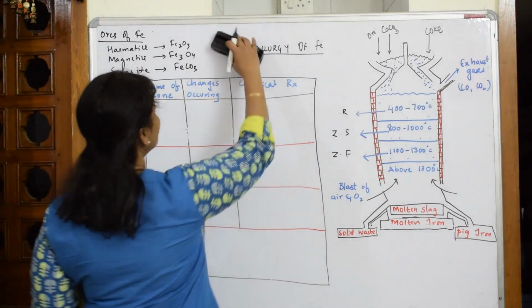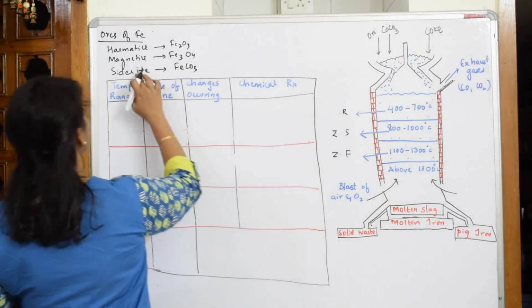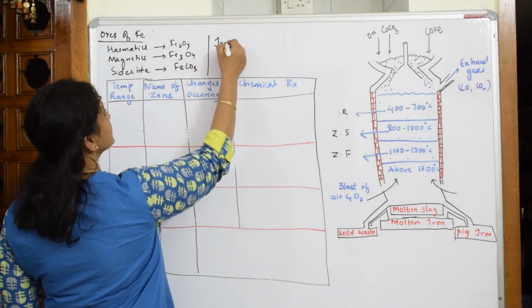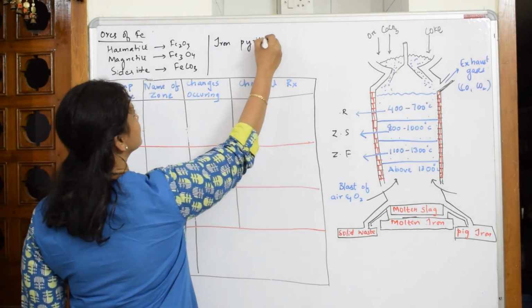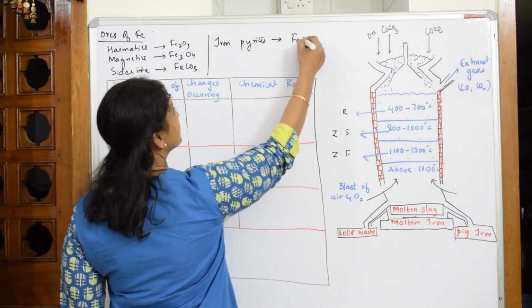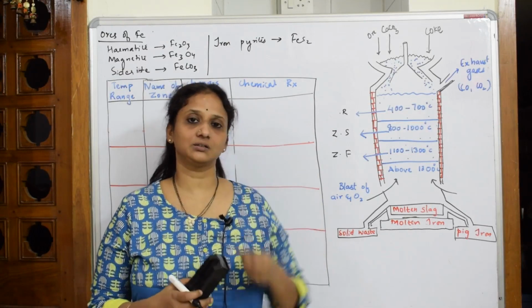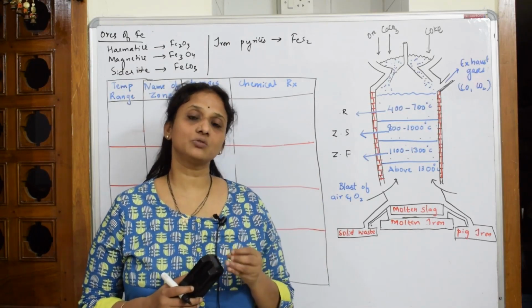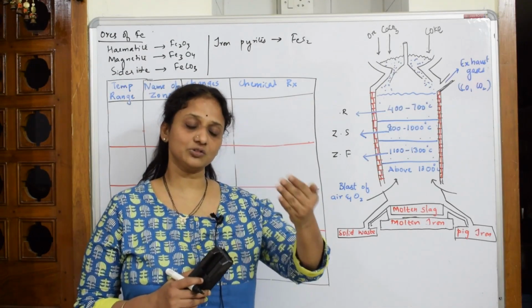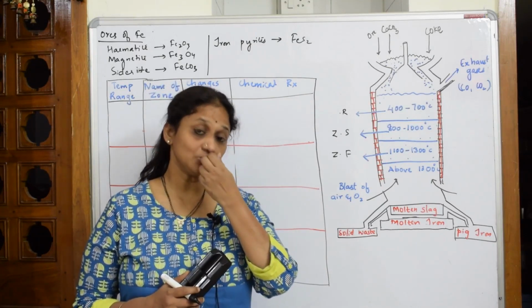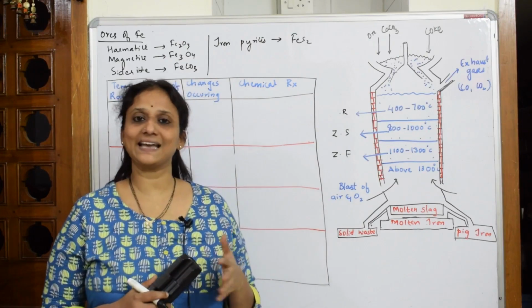You have one more ore which you are going to study, iron pyrites. Simple, FeS2. Now, what are we going to do? From the earth's crust, we are going to pick up this ore of iron. This iron ore undergoes different steps in the metallurgical process. The first step is to separate the ore from its gangue particles.